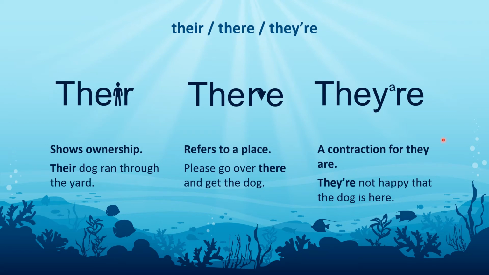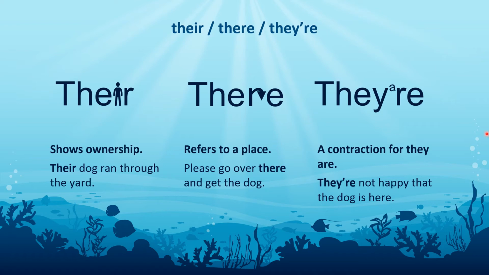The next words that are often confused, and these are the ones that I've come across the most this year, are their, there, and they're. So the first one shows ownership. Okay, means you own something. Their dog ran through the yard. T-H-E-I-R. The next one, T-H-E-R-E, I've got a little arrow there because it's referring to a place. Please go over there and get the dog. There is my favorite person. Okay, so it's referring to a place or a location.